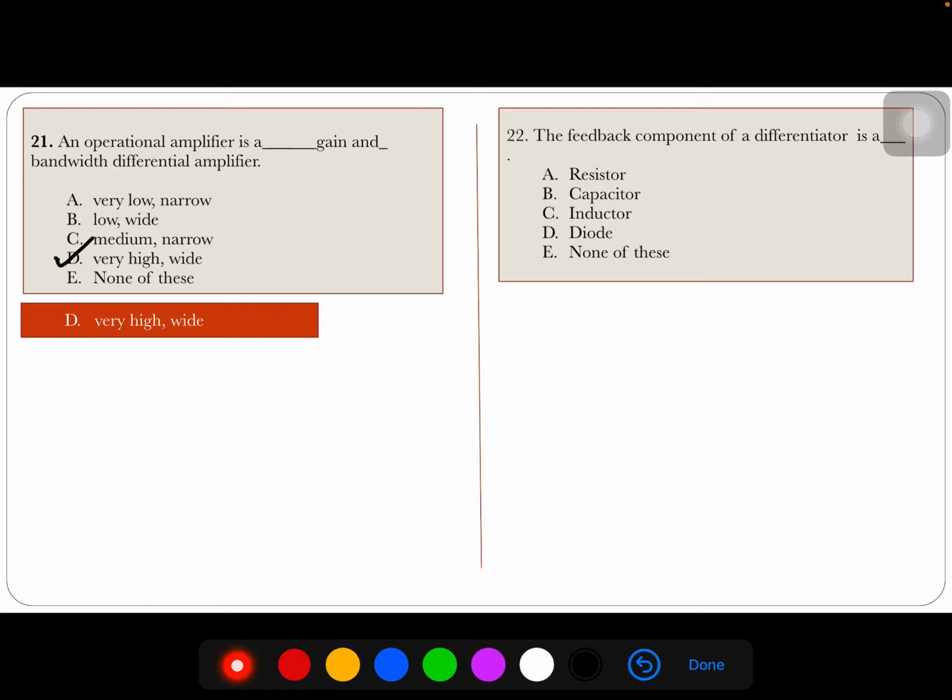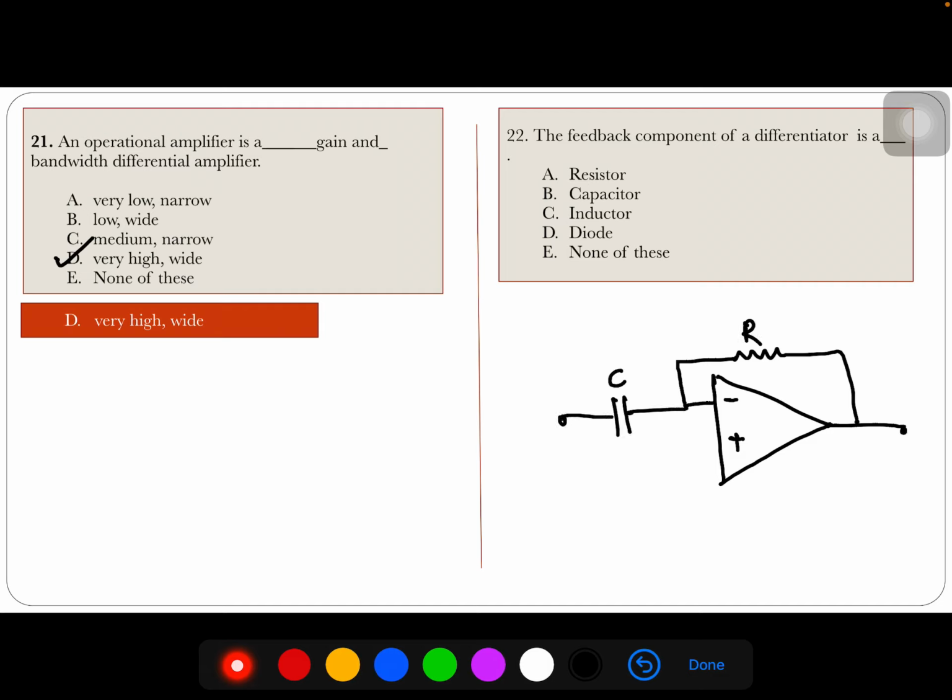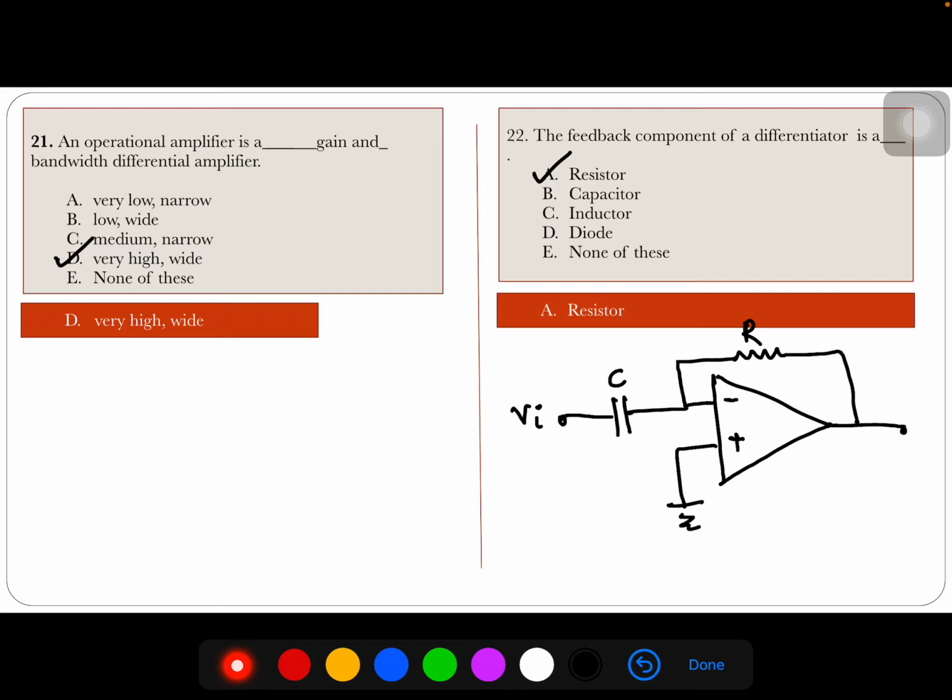Next question. The feedback component of a differentiator. In the previous question, there was a capacitor in the feedback, and I told you that circuit was the circuit of an integrator. In the case of a differentiator, the positions of capacitor and resistance are swapped. That means this time you will have resistance in the feedback and capacitor in series. That will be the differentiator. So here you have a resistor in the feedback. Correct option is A.